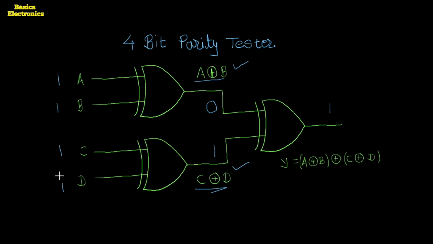Okay, suppose the input data bits are 1, 1, 1, 1. Then the first XOR gate and the second XOR gate both produce a low output because both XOR gates have equal inputs. So here there is an even number of logically high inputs. Therefore both XOR gates produce a low output. That's why the final XOR gate also produces a low output, indicating there is an even parity.